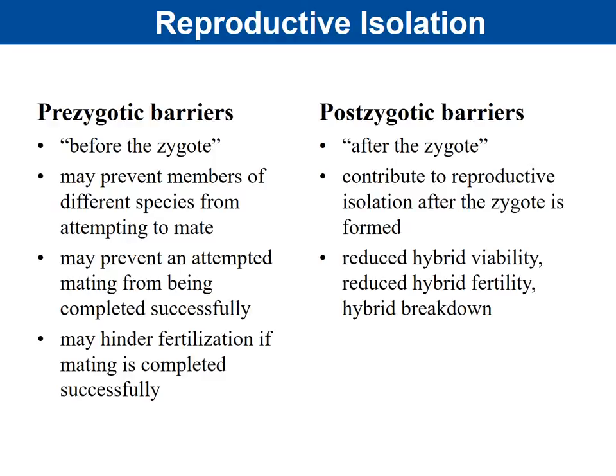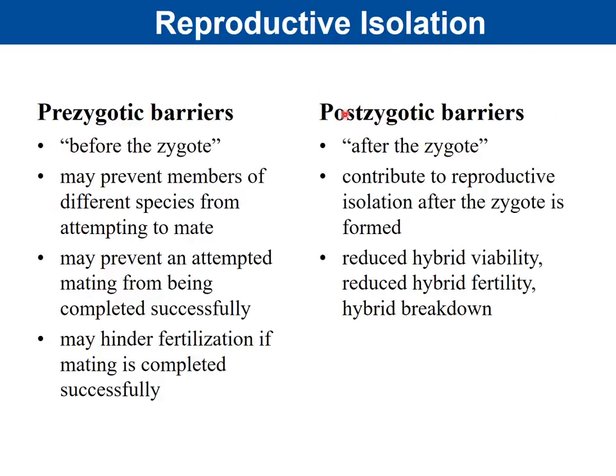So we're going to talk about some reproductive isolations and some barriers for reproduction. And the reproductive barriers can be broken up into two main categories. The first are the prezygotic barriers. And pre is before, and zygotic means the zygote. So if you remember back to when we talked about a zygote, that's that early embryo, that fertilized egg. And so these types of barriers actually exist before the zygote is ever formed. So for one reason or another, it may prevent members from different species from even attempting to mate. It could also prevent an attempted mating from being completed successfully. Or it may hinder fertilization if mating is completed successfully. So maybe they can reproduce or mate, but you can't actually form offspring. And so these would be some examples of prezygotic barriers. And we'll talk about specific types for each one of these.